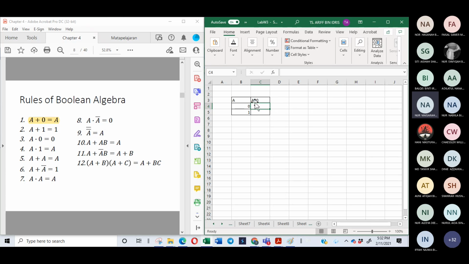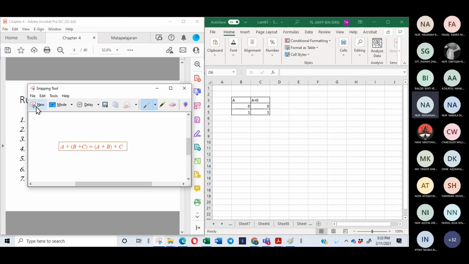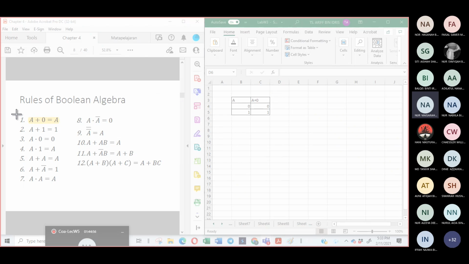If you do A OR 0, what is the result? For the first input, A is 0. What is the answer for A OR 0? 0 OR 0, the answer will be 0. A is 1, OR with 0. 1 OR 0, what is the answer? 1. Okay. Is it proven? Let me copy this one, the first rule of Boolean algebra.